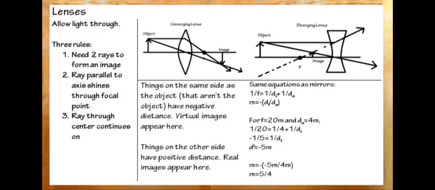If the image appears on the same side as the object, it's a virtual image. If it appears on the other side from the object, it's considered a real image. When working with numbers, anything that is not the object, but is on the same side as the object, is considered to have a negative distance. Anything on the other side of the object is considered to have a positive distance. The object itself will always have a positive distance. Use the exact same equations as we did for mirrors: 1 over the distance of the image plus 1 over the distance of the object is equal to 1 over the focal point, and the magnification is equal to negative distance of the image divided by distance of the object.